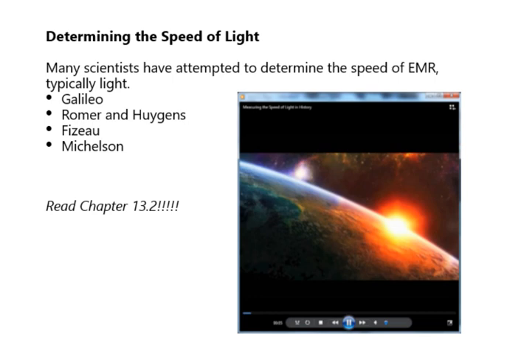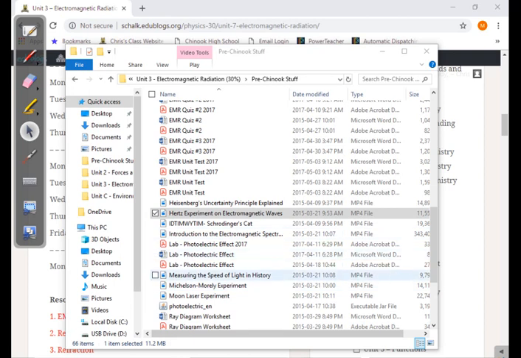What I want to show you next is a video that talks about how scientists calculated the speed of light. We believe the speed of light to be 3 times 10 to the 8 meters per second. I'd like to show you a video explaining how some scientists figured that out. So here's a second video I'm going to show you here. This is known as measuring the speed of light.